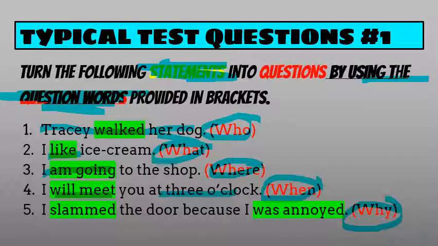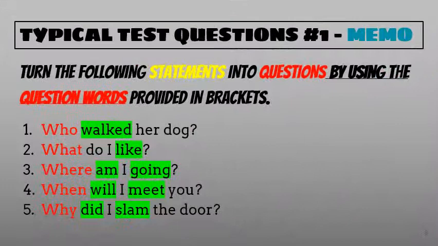Let's quickly have a look at what happens to these statements when I start them with questions. So now we are looking at our memo for turning statements that contain specific information that answers my question words, who, what, where, when, why, into questions. And the big thing that I have to remember here is that I must always stay in the same tense as the given statement. So please make a note of that. You have to stay in your same tense.